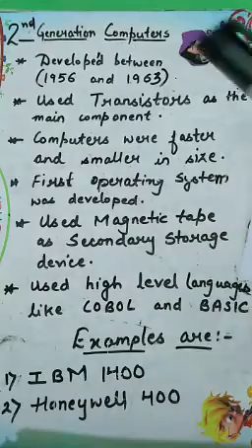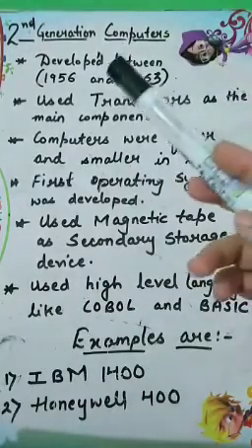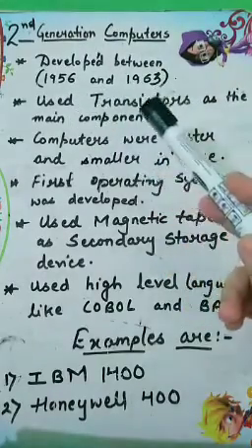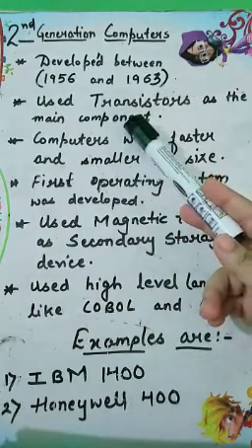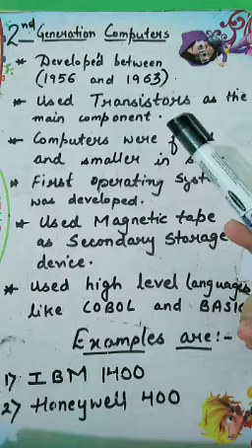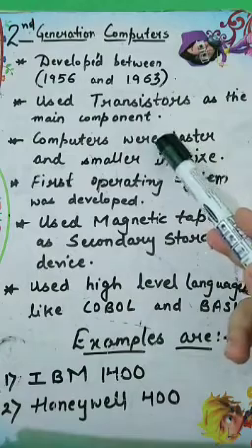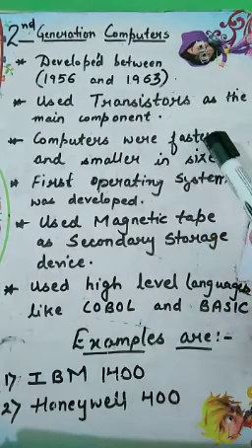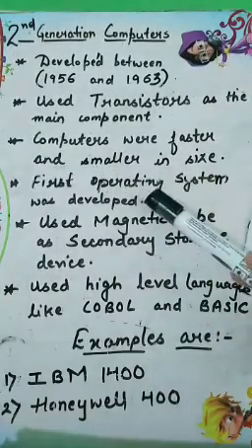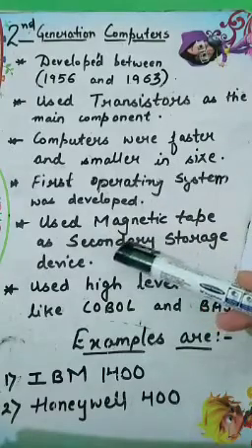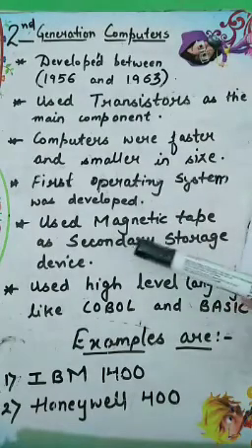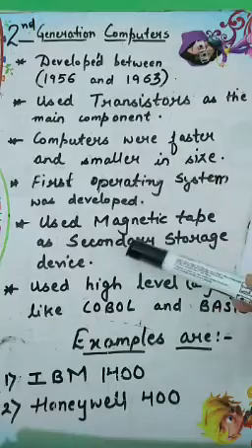Okay children, here comes the second generation of computers. Children, these computers were developed between 1956 and 1963. They used transistors as the main component and replaced vacuum tubes. See children, this is how transistors look. With the invention of transistors, the computers became smaller in size and were faster. During this time, the first operating system was developed. Next, the data and information were stored in magnetic tape. That's why the magnetic tape acts as the secondary storage device for second generation computers.